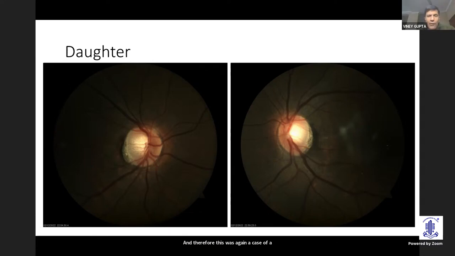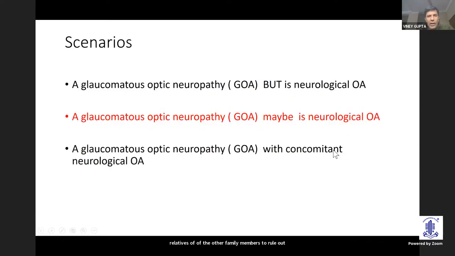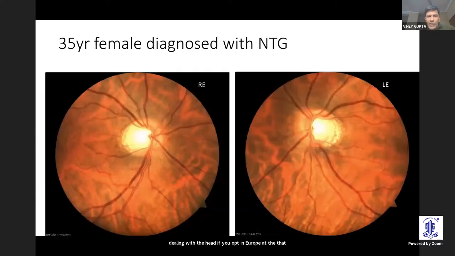So this is how you can differentiate. If you have families come together, you can screen the other family members to rule out whether you are dealing with a glaucoma or a hereditary optic neuropathy. There could be another scenario where a glaucomatous optic neuropathy is misdiagnosed because there is something else going on.